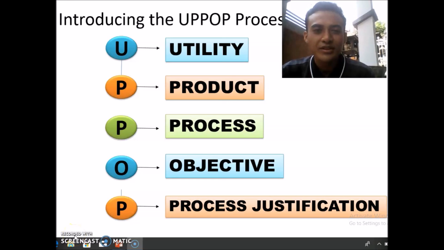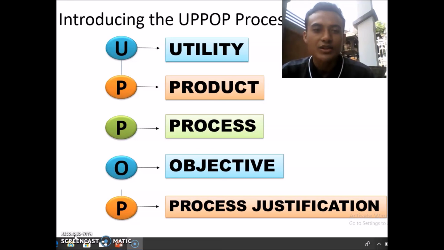The first one, U for utility. It is about how your presentation has benefit for the audience. The second one is P for product. It is about the goal of your seminar or presentation. The third one is P for process. It is about how you do the presentation very well.